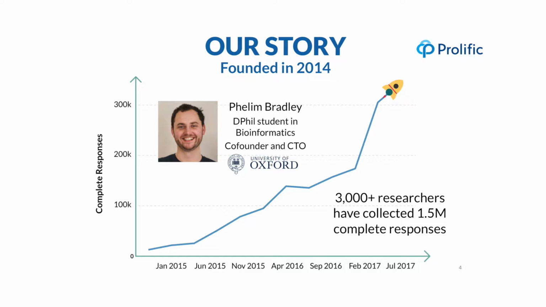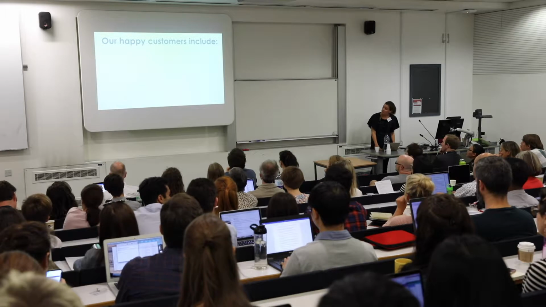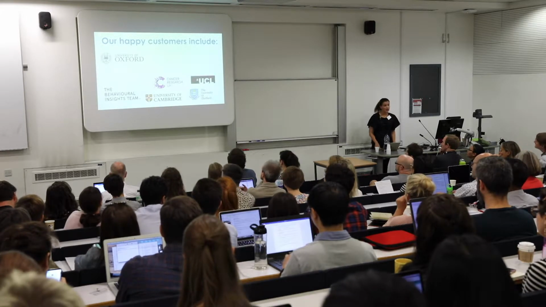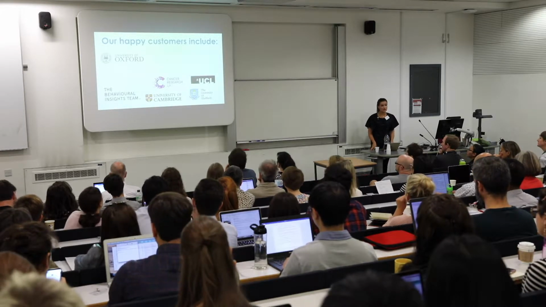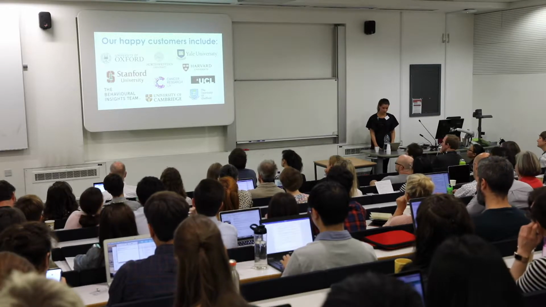But we realized that a lot of researchers have the exact same problem that I had, which is finding participants quickly and affordably. Ever since, there have been more than 3,000 researchers around the world who've collected more than 1.5 million complete participant responses via Prolific. Our happy customers include a variety of British institutions and universities and North American ones, and also many others around the world.